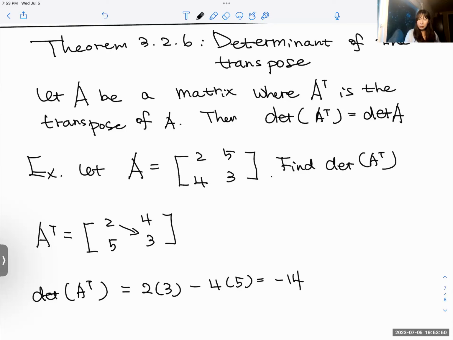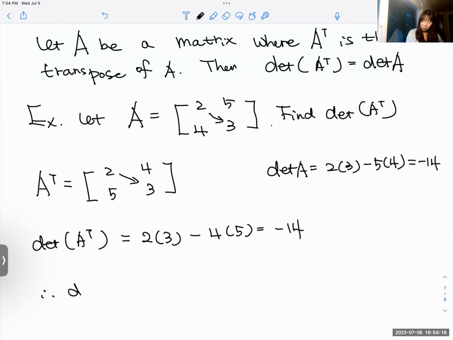Okay, now, then we should know what is the determinant of A. So determinant of A. So we multiply this way. So 2 times 3 minus 5 times 4. It's also negative 14. Thank you very much. Okay, then we can conclude the determinant of transpose A is the same as the determinant of A, right? All right.